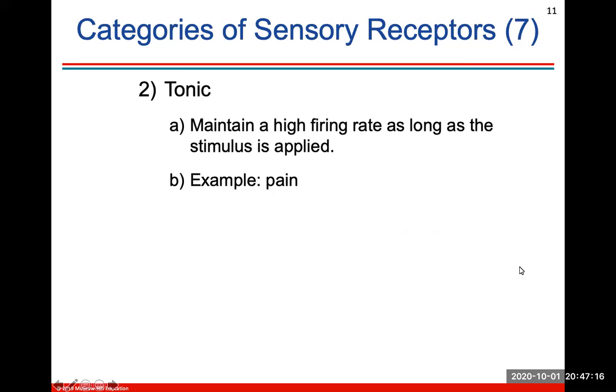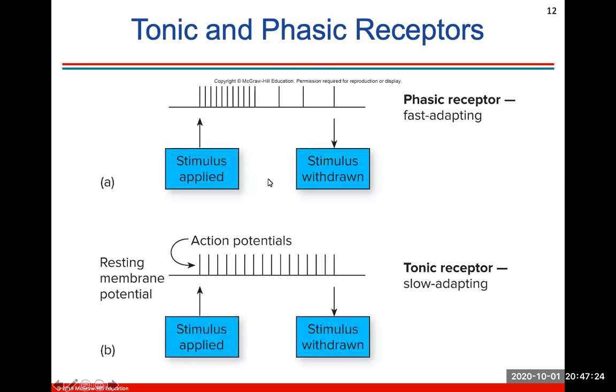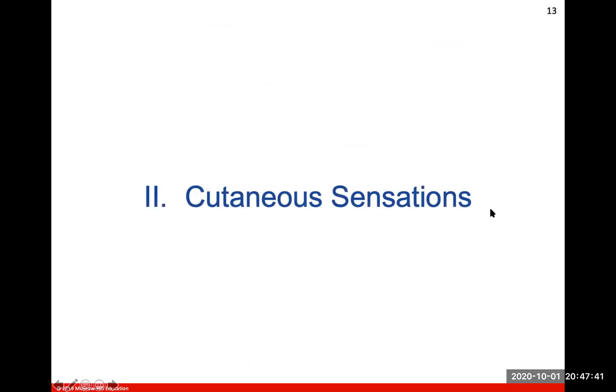A tonic receptor maintains a high firing rate as long as the stimulus is applied. And a big example of this is pain. So here's an example of the stimulus being applied and the stimulus withdrawn. And this is an example of a phasic receptor, which is fast adapting. This is the stimulus applied and the stimulus withdrawn in the tonic receptor. You can see how the action potentials are constant.